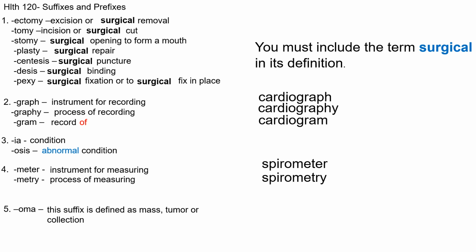because they do not mean the same thing. A mass is not a tumor, and a mass is not a collection. A tumor is not a mass. A tumor is not a collection. A collection is not a mass. A collection is not a tumor. So we have to know how to define them correctly.